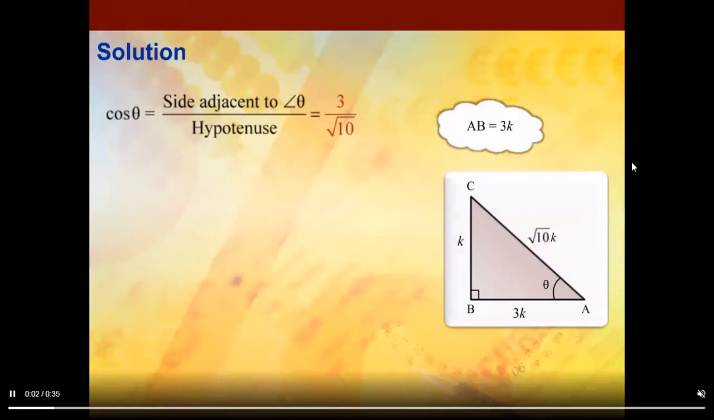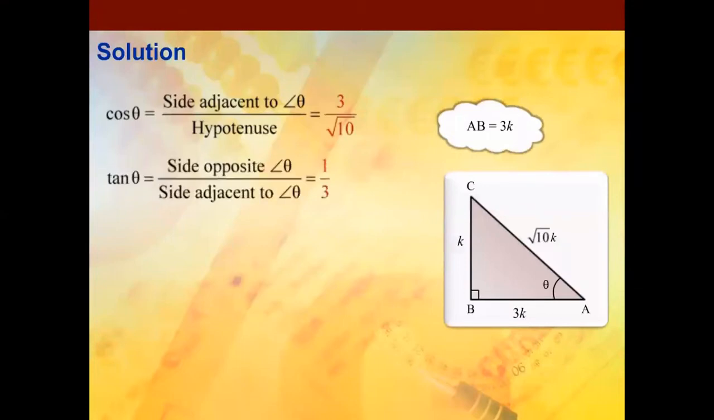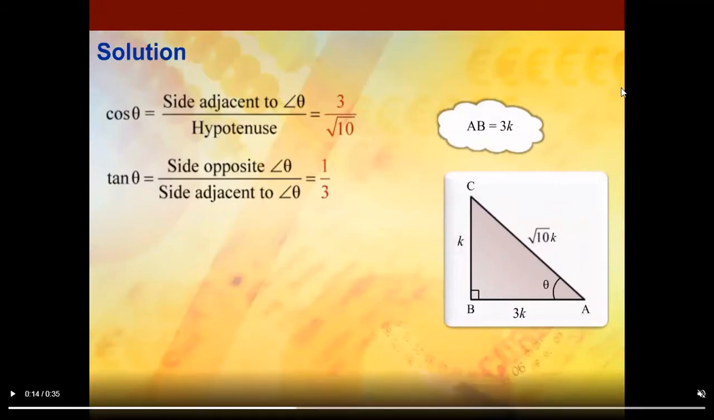Now let us find cos theta. So cos theta is nothing but the side adjacent to angle theta by hypotenuse, which is nothing but AB by AC. That is 3 by root 10. Similarly, tan theta. Tan theta deals with the ratio of the side opposite to angle theta divided by the side adjacent to angle theta. Nothing but BC by AB, which is nothing but 1 by 3.